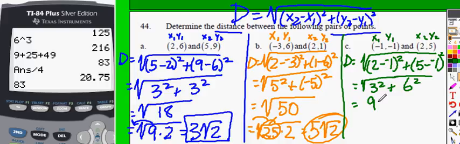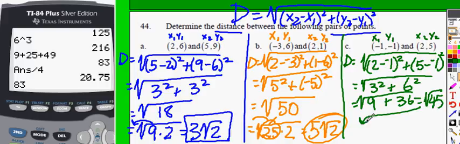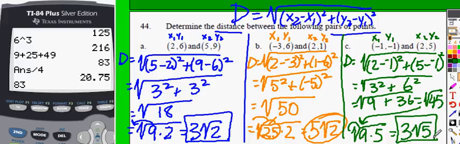3 squared is 9, and 6 squared is 36. So adding 9 and 36 together, we're going to get the square root of 45. Let's simplify root 45. The biggest perfect square that goes into 45 is 9. So this is 9 times 5. 9 earns its way out. It becomes a 3. 5 is left behind. 3 root 5 is your answer.